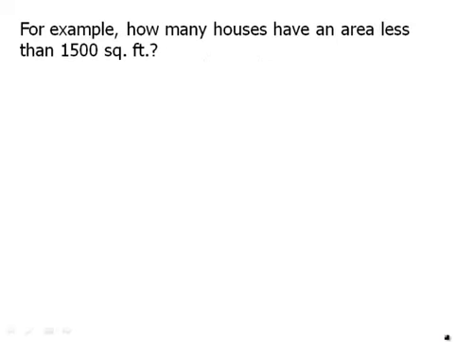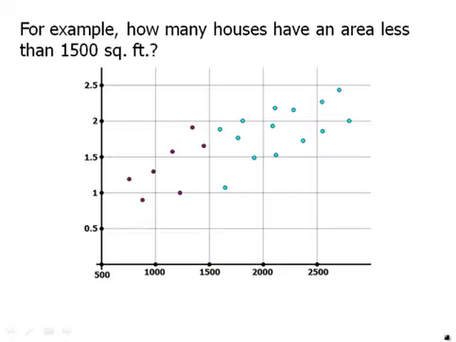Alternately, we could ask how many houses have an area less than 1,500 square feet. Well, here we would draw this vertical line, and we'd be looking to the left of this vertical line, and of course it would be these houses here. So that's 7 houses that have an area less than 1,500 square feet.